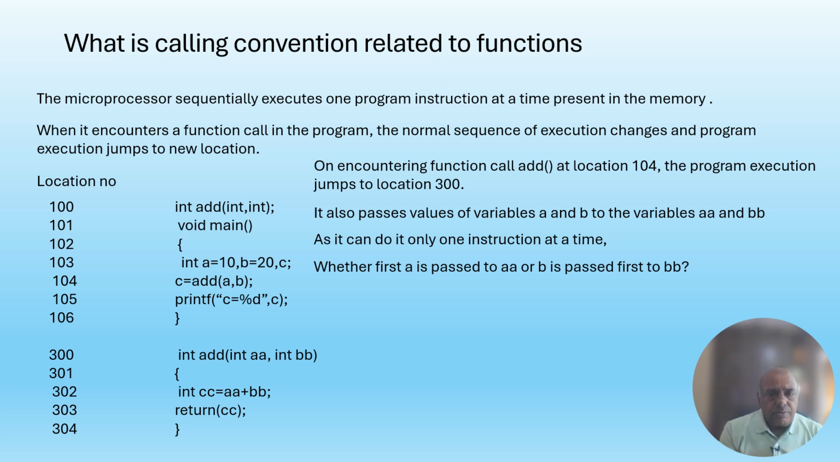Now the question arises whether the first a is passed to aa or b is passed to bb, which comes first. This sequence of passing the argument values is determined by the calling convention. Calling convention is a standard. It's not a part of the C language. It is a part of the compiler, and the operating system and the microprocessor used decide the compiler's design, and the sequence in which values are passed is abided as per the calling convention adopted by the compiler of the C program.